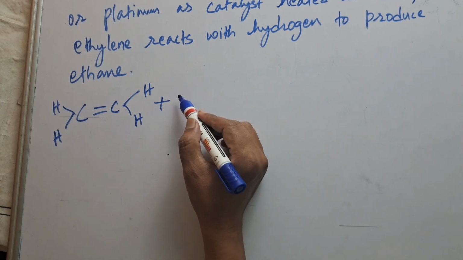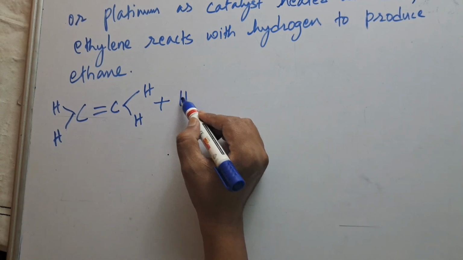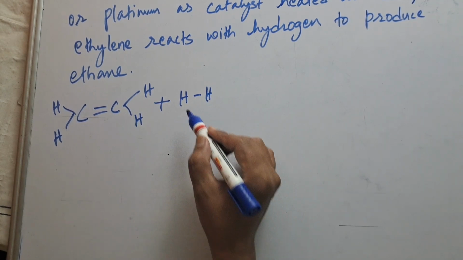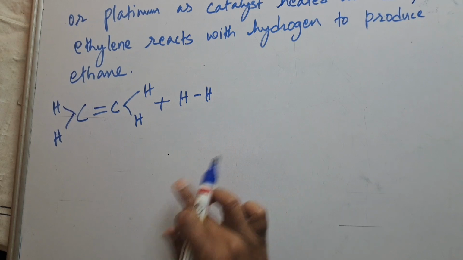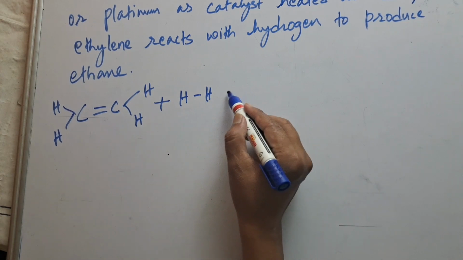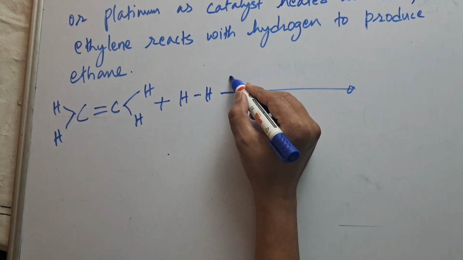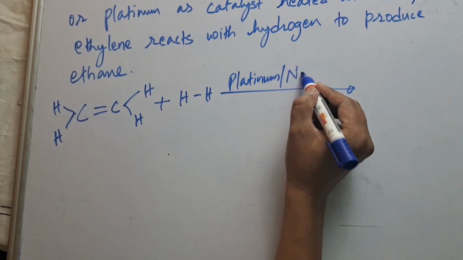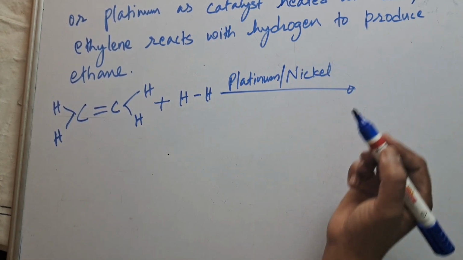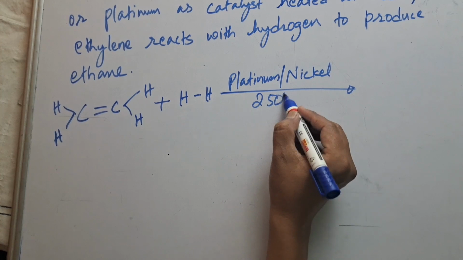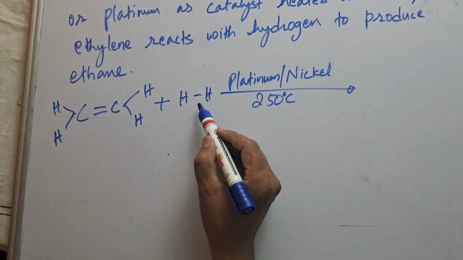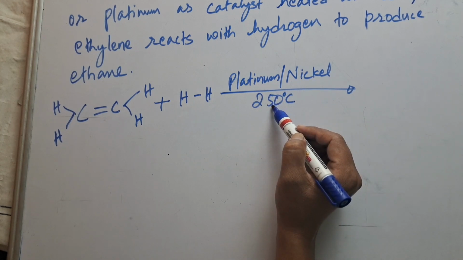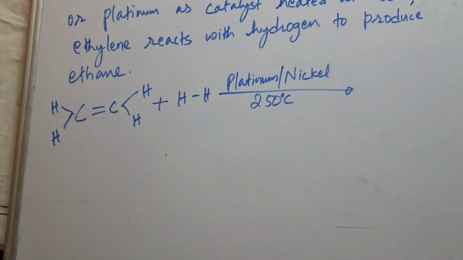Ethylene combines with hydrogen. Hydrogen means H2, so H single bond H. Ethylene combines with hydrogen in presence of platinum or nickel catalyst heated at 250 degrees Celsius temperature to produce ethane. Now let's see the product.